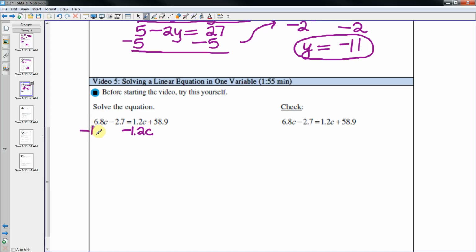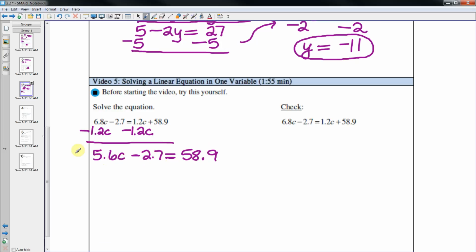So I'm going to move my variables. So I'm taking 6.8 C minus 1.2 C. So 6.8 minus 1.2, that's going to give me 5.6. So 5.6 C minus 2.7 equals 58.9.